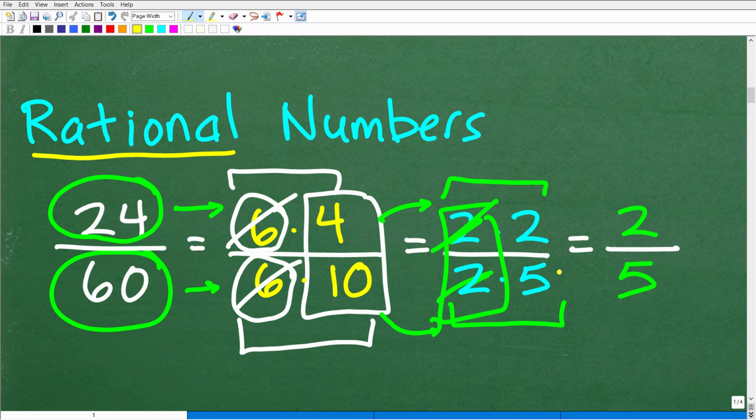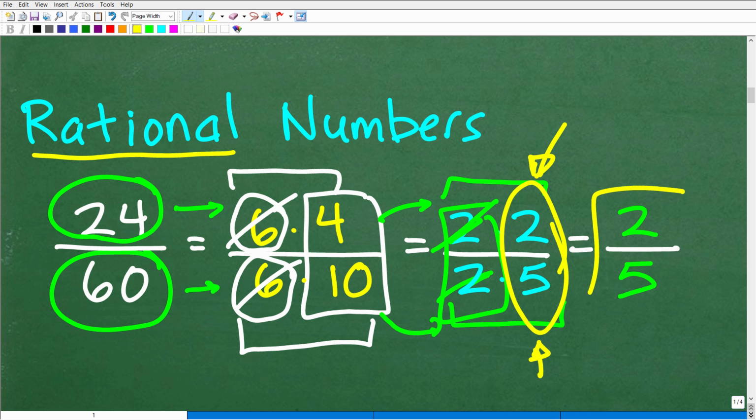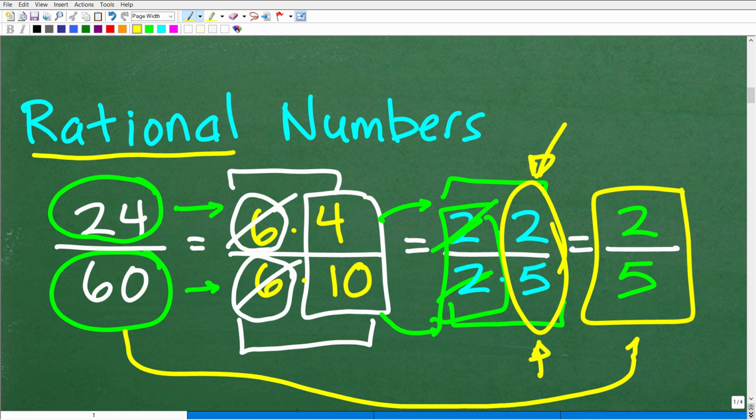So what remains? Well, after everything is cross canceled, the last numbers that remain is 2/5. And so this is 24 over 60 simplified. That rational number, 24 over 60, simplified, let me say that one more time, is the fraction 2/5. Okay, these are mathematically equivalent, right? It's the same value. We're just writing it in a simpler way.